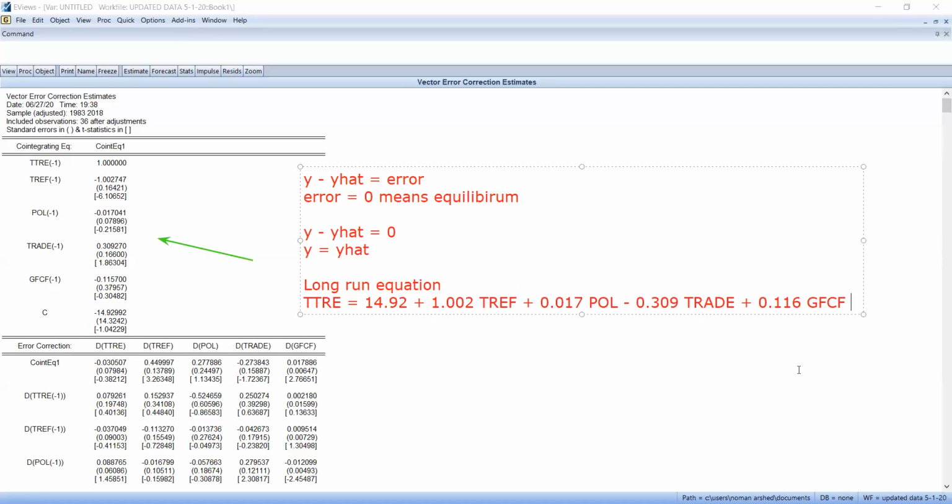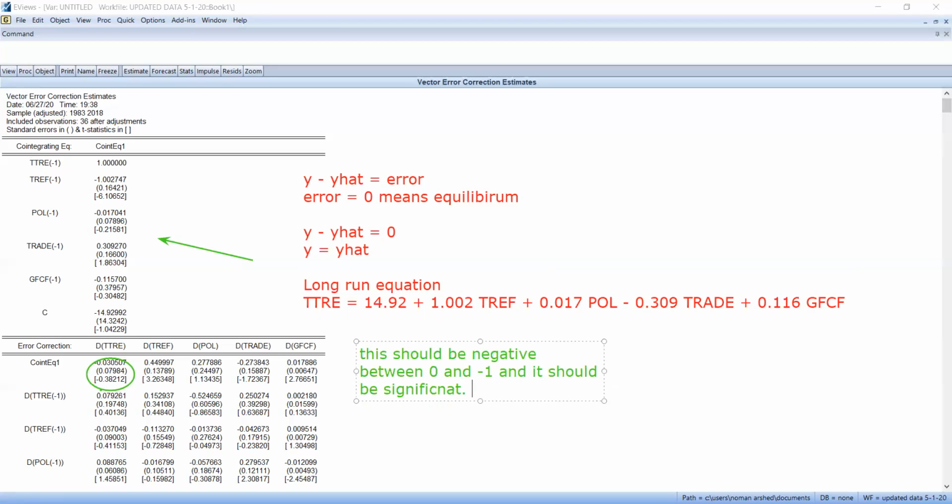Now in the short run equation, we check for these things. So I will draw a circle around it. Let me circle. This is the integration coefficient. Okay, this is not significant, and it should be negative. Let me select an appropriate color. This should be negative, between 0 and -1, and it should be significant.